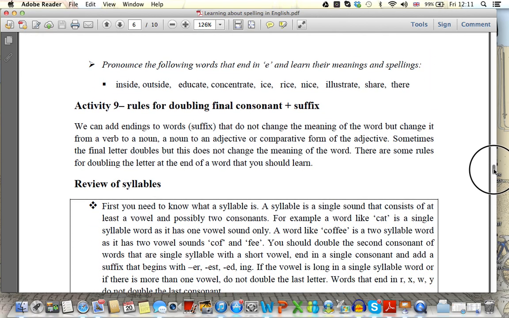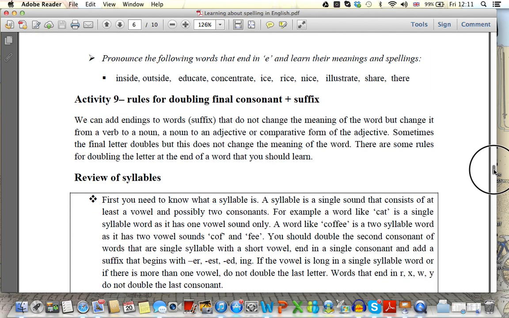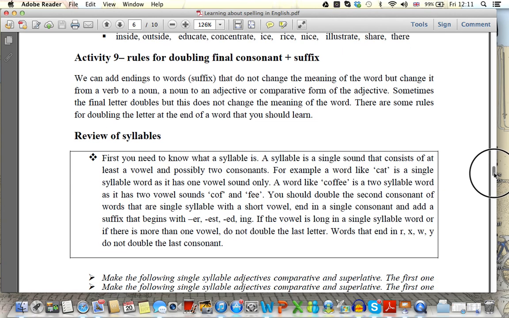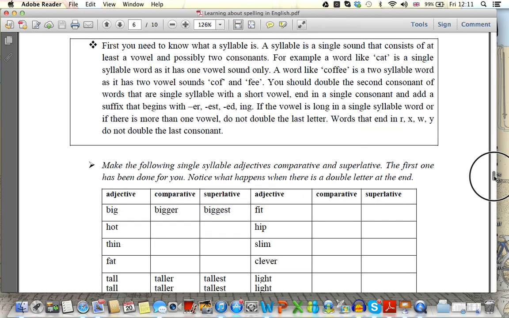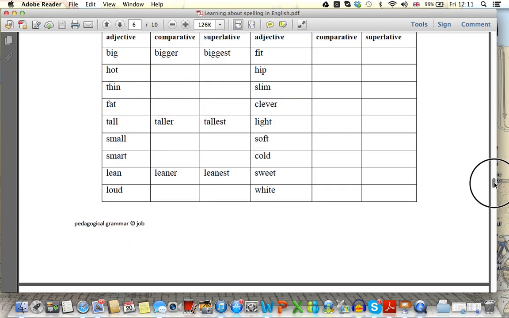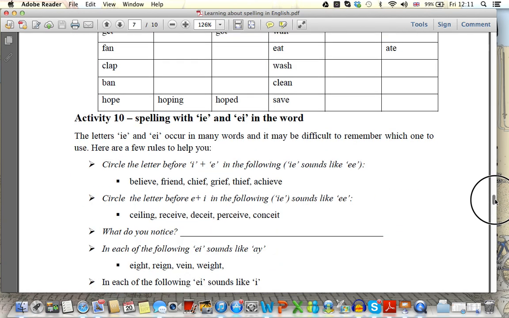Then we often double the final consonant when we add a suffix. And you can go through all of these activities and complete the table here.